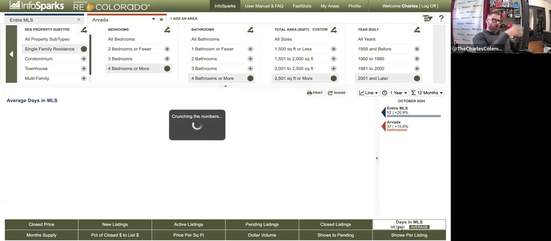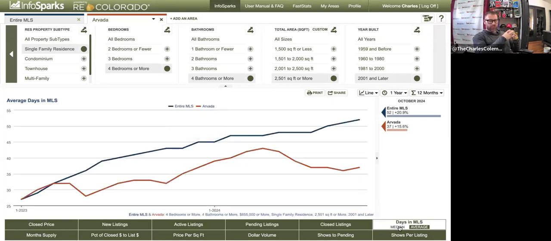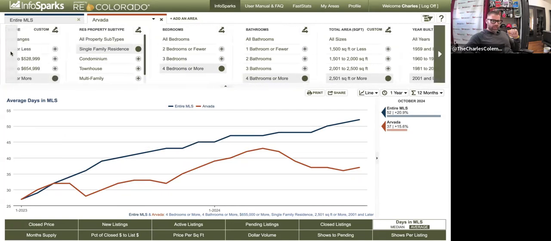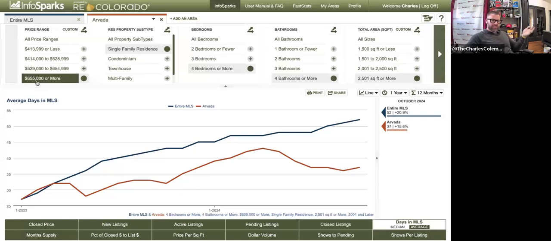For the average data, we're taking all of them and dividing by the total, and that gives us the average. This is probably the homes that are priced wrong at this point, when this data is being crunched. So here we go again. We're still looking at single family, 4 bedrooms, 4 baths, 2,500 plus, built in 2001 or later, $655,000 price point or more.